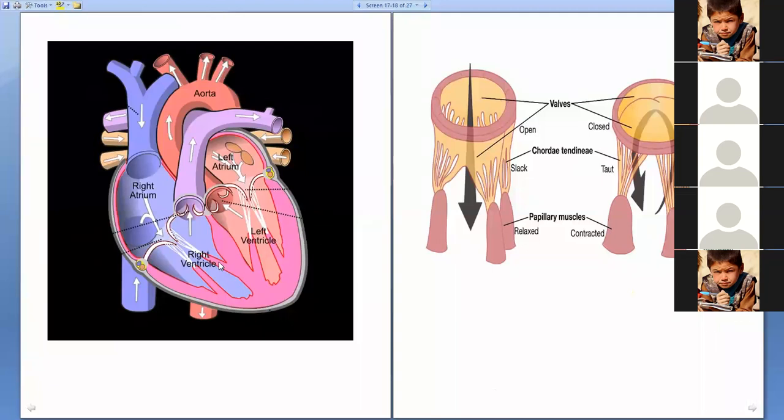They are attached to these muscles of the ventricle. This muscle is called papillary muscle. Look at these. This is papillary muscle. The mitral valve is attached to this chordae tendineae as well. Chordae tendineae connect the valve to papillary muscle. What happens is that when the ventricle contracts, the blood should move, and these valves prevent the backflow of the blood into the atrium. These valves prevent the backflow of the blood into the left atrium and right atrium respectively.